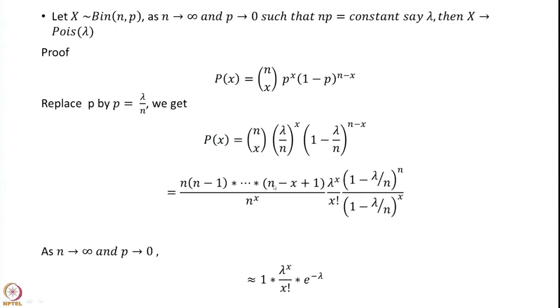I will show you how it can be proved mathematically. Here we have x distributed as binomial(n, p), where np is a constant, say lambda. Then we start with the probability of x, which is a binomial distribution: n choose x, p to the power x, (1 minus p) to the power n minus x. We replace p by lambda by n.